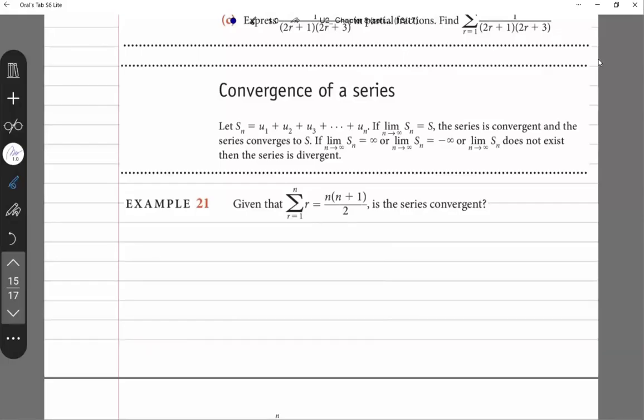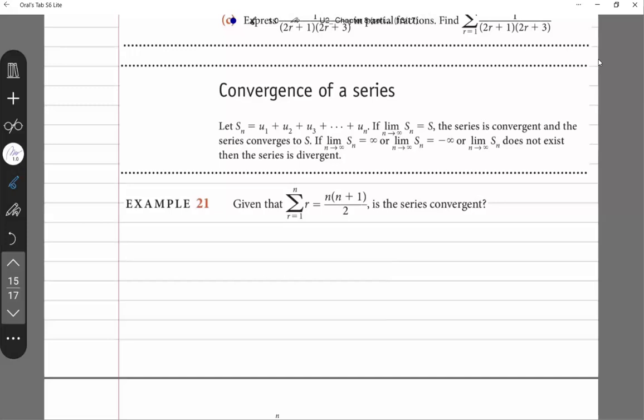All right, so let's talk about convergence of a series. Let S subscript n be U1 plus U2 plus U3 plus up to the nth term. So Sn is the sum of the first n terms of a series. Now, if the limit as n approaches infinity of Sn is S, the series is convergent and the series converges to S.